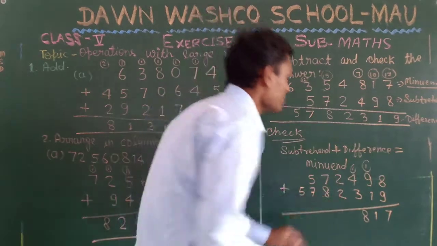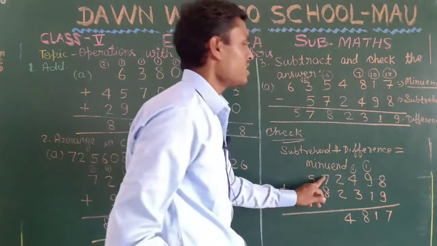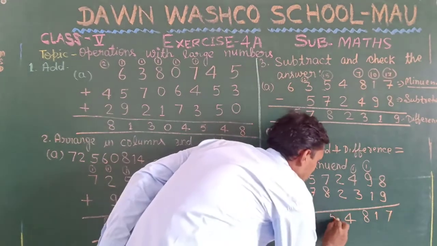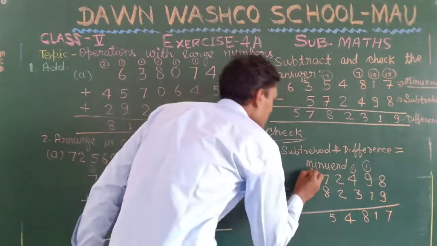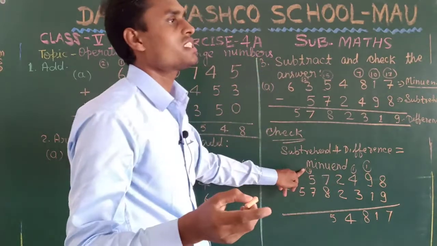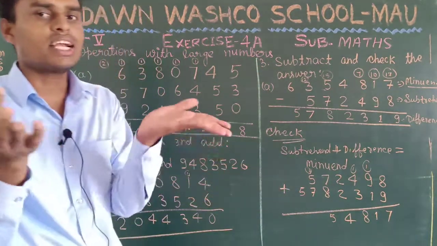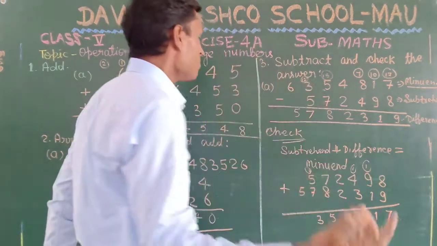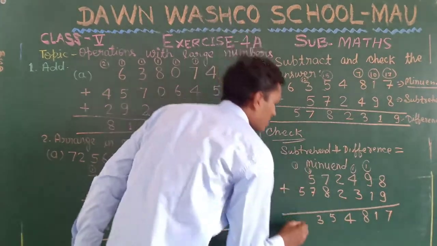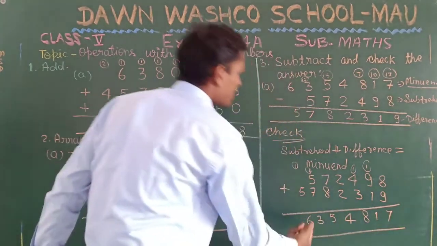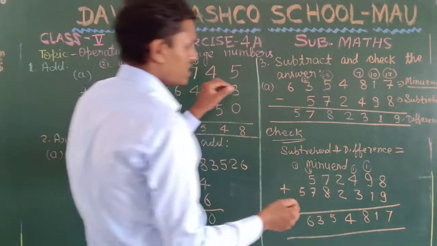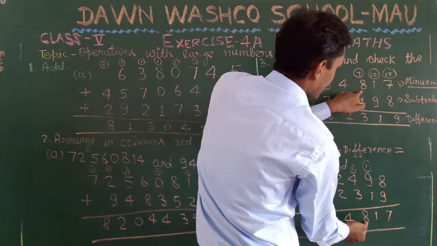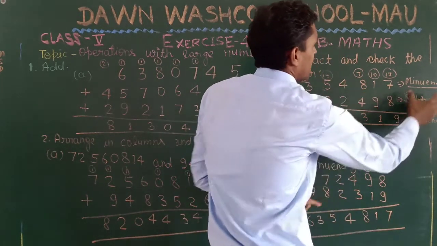Now 2 and 2 is what? That gives 4. 7 and 8, the sum of 7 and 8 is 15. Write 5 here and carry 1. Now 5 and 1, 6. 6 and 7, the sum of 6 and 7 is 13. And carry is 1. 5 and 1 is 6. Let us check out the number: 6, 3, 5, 4, 8, 1, 7. And this is my minuend.